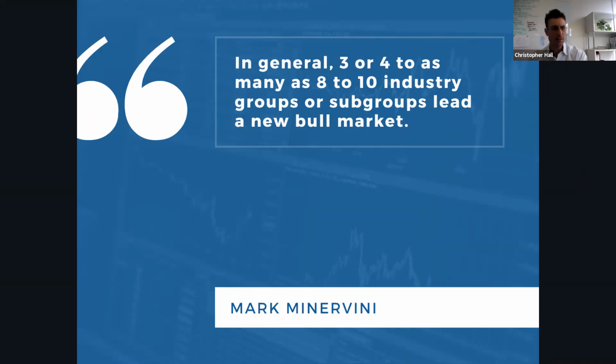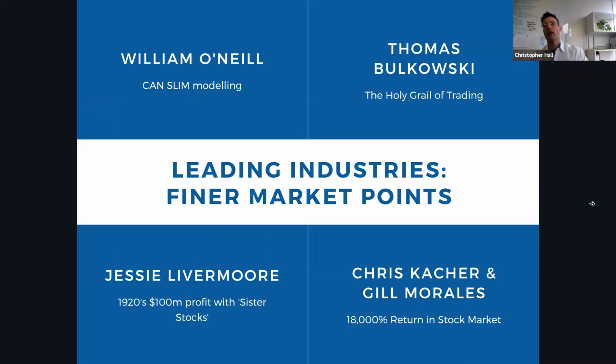As Mark Minervini says, in general, 3 or 4 to as many as 8 to 10 industry groups or subgroups lead a new bull market. And this is something that we've seen many times before for over 120 odd years. This is what we surface in Shares in Play because we're consistently looking at those top performing thematics, then drilling down to the top performing companies, connecting them for better trading. That becomes our universe for finding VCPs, overlaying them for the timing of entering these top performing companies. Again, you can click subscribe for those updates.